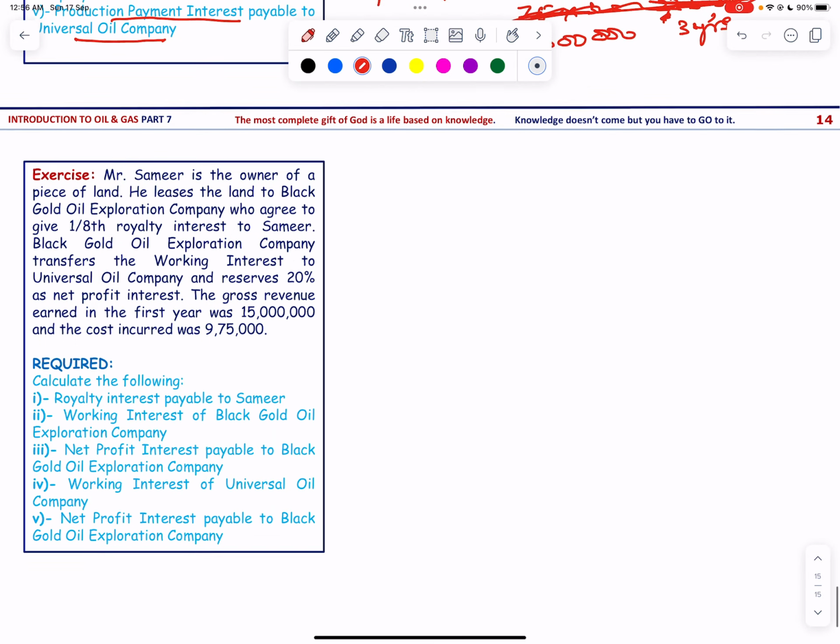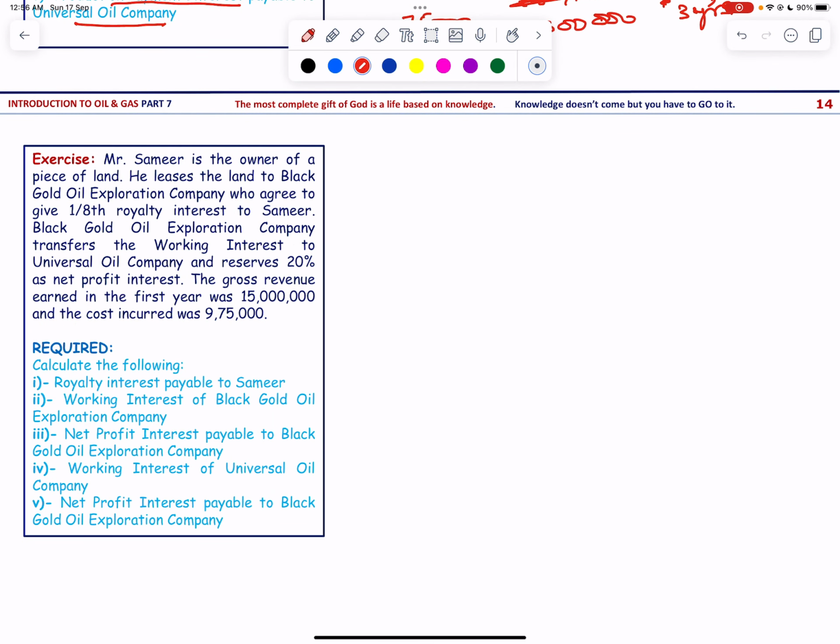Let us go to the next exercise. Mr. Samir is the owner of a piece of land. He leases the land to Black Gold Oil Exploration Company, who agree to give 1/8 royalty interest to Samir. Black Gold Oil Exploration Company transfers the working interest to Universal Oil Company and reserves 20% as net profit interest. The gross revenue earned in the first year was 15 million and the cost incurred was 975,000. We have to calculate royalty interest payable to Samir.